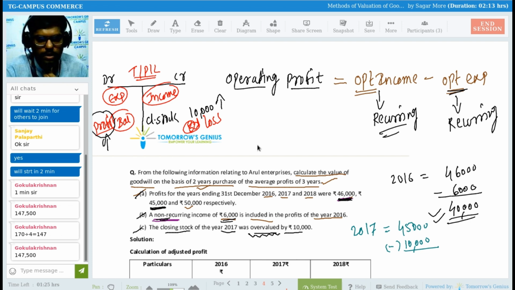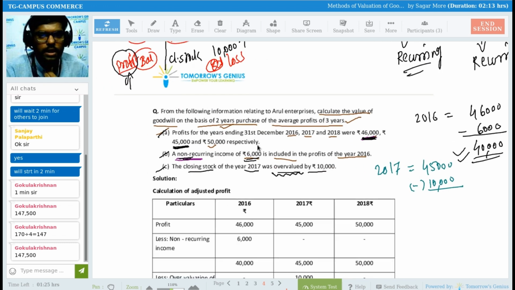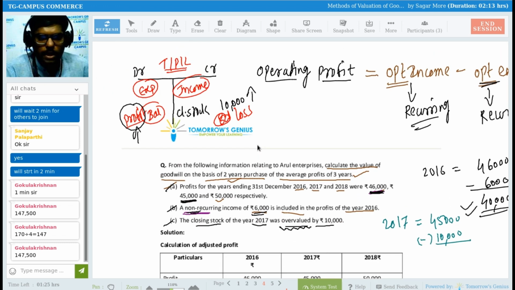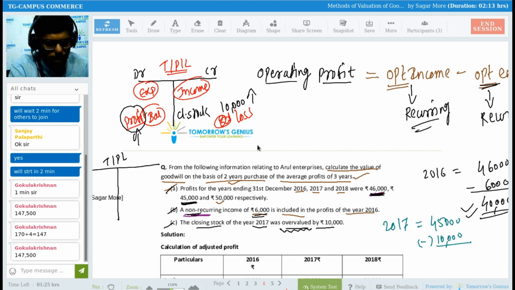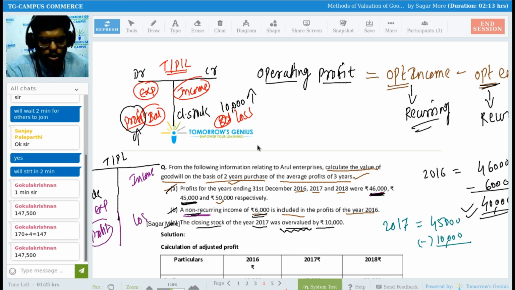Yes, absolutely correct. Sir, I am preparing once again the trading and profit and loss account for 2018 now. If I prepare the 2018 trading and profit and loss account together, I will be recording opening stock here on the debit side. On the debit side we used to record what? Expenses. And on the credit side we record incomes. And if you close down this account, if you get a balance here, it's a profit. And if you get a balance here, it's a loss.